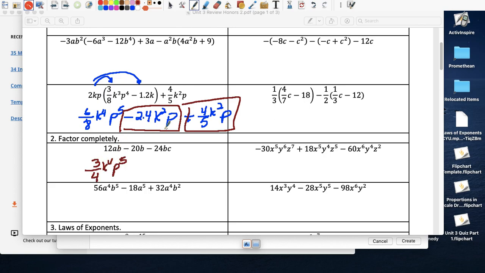That doesn't combine with anyone, but these two I'm going to combine. So that's 2.4, and this is 4/5. Now I'm going to change that 4/5 to 0.8 k squared p. So they're both decimals. They're both negative, so it's -2.4 minus 0.8. It's going to give me -3.2 k to the 2nd power p.